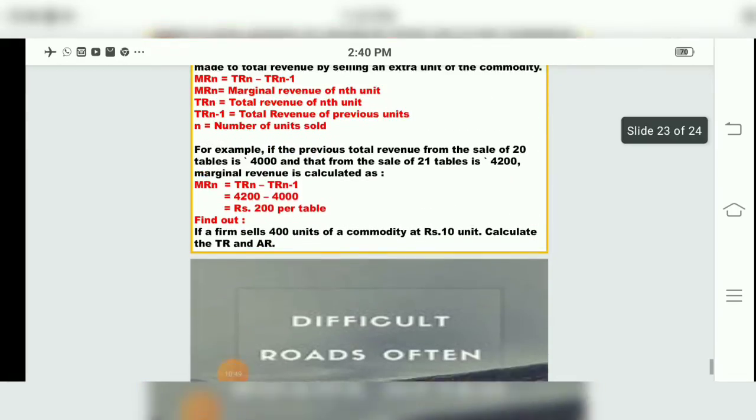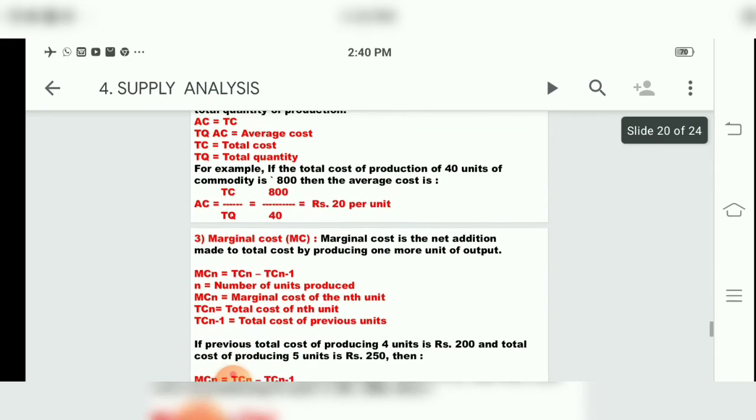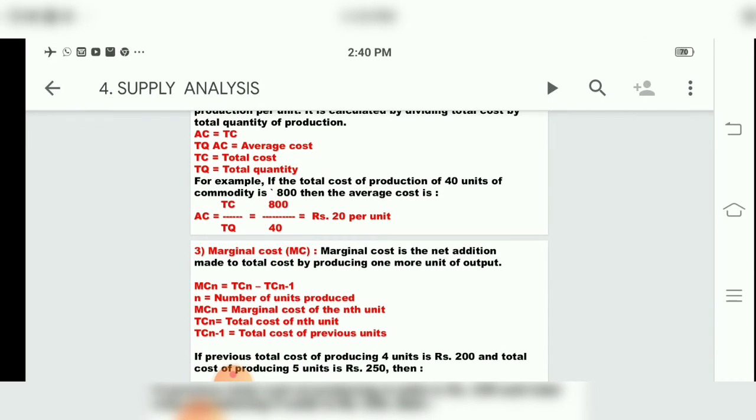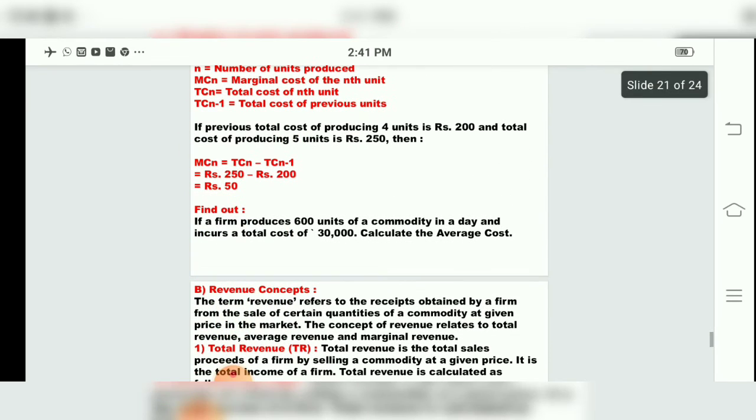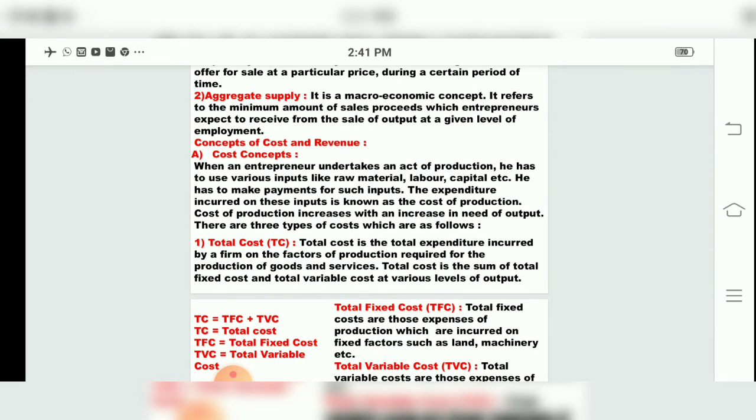Then afterwards, see, distinguish between average cost and average revenue will be asked, children. Total cost and total revenue will be asked. Marginal cost and marginal revenue will be asked. So a total of 3 distinguish between questions will be asked on which point, children? Concepts of cost and revenue.